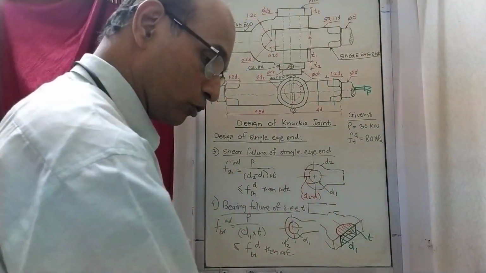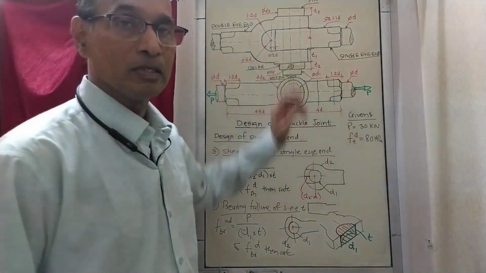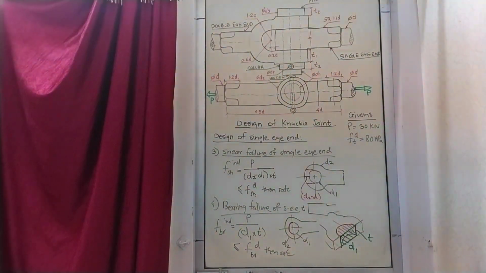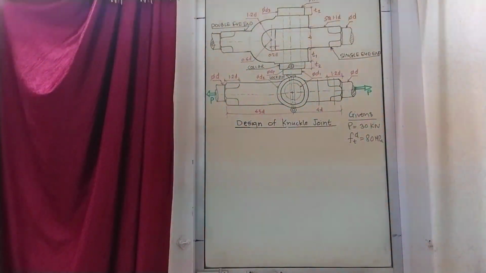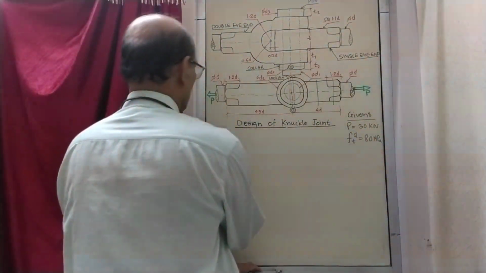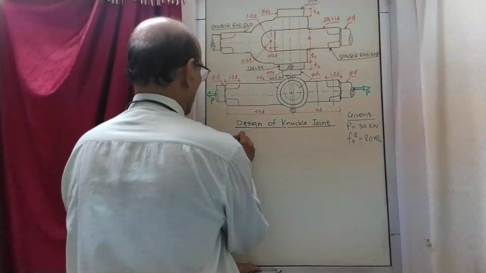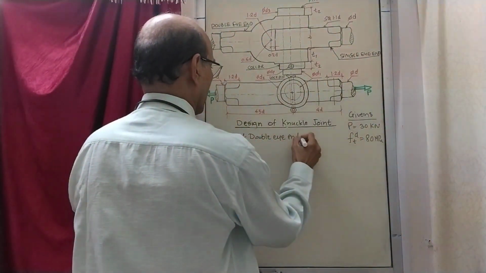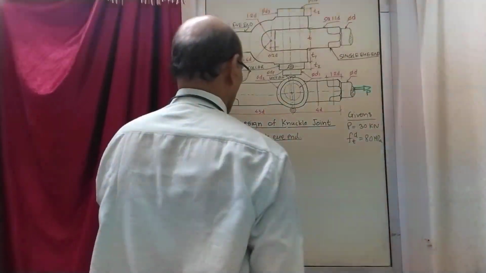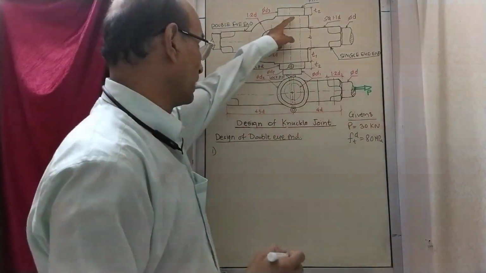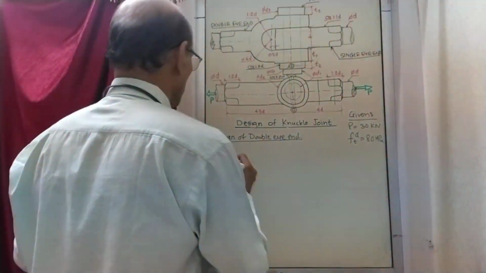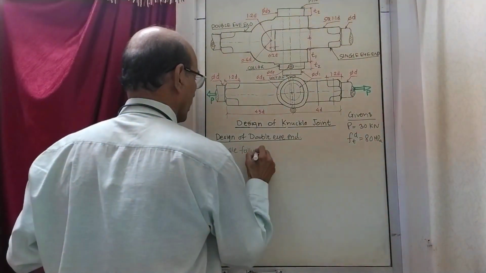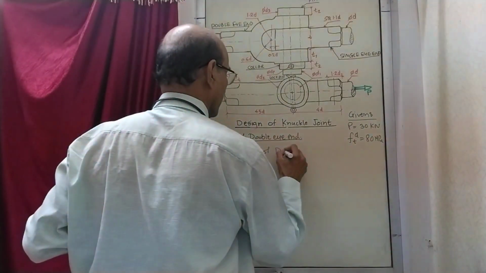So now after this we will go to the design checking of the double eye end. So next is design of double eye end. There again, for this double eye end we will check it for the tensile failure. So tensile failure of double eye end.